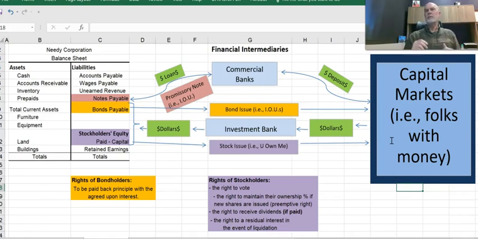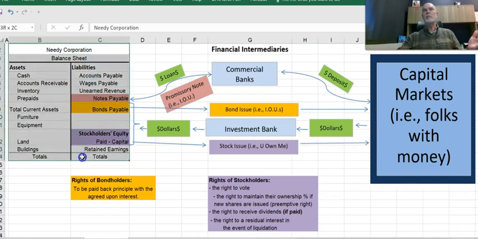Or another big place is perhaps you're putting money into a 401k. And so that 401k, that retirement plan, is accumulating money from a lot of different individuals, and then they're looking for a place to invest. So we got all this money out here looking for a place to put it in order to earn a profit. Well, we got folks over here like Needy Corporation that need money. So how do we bring these parties together?